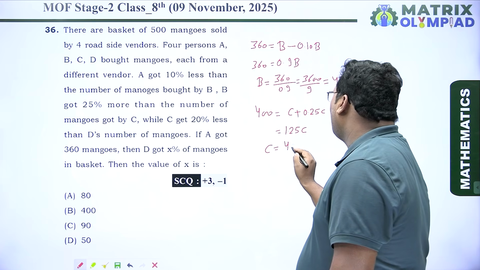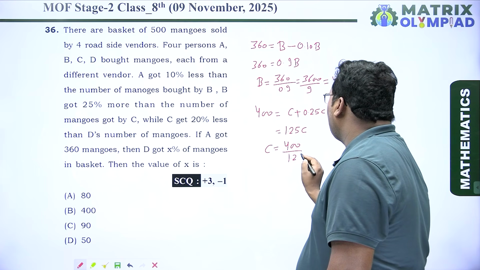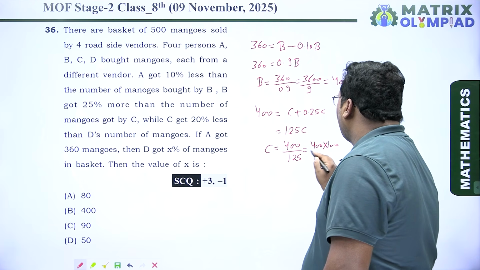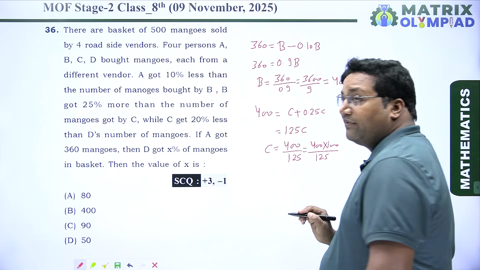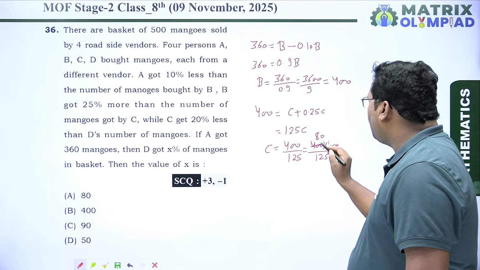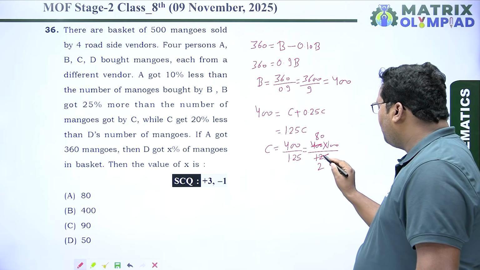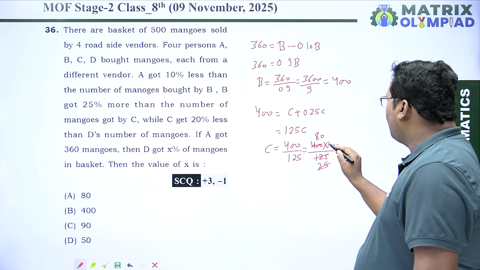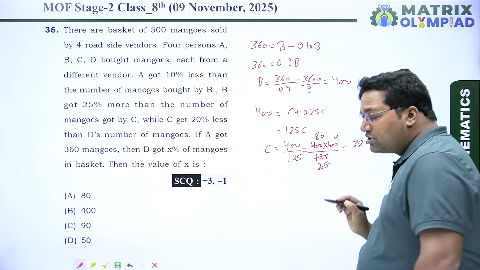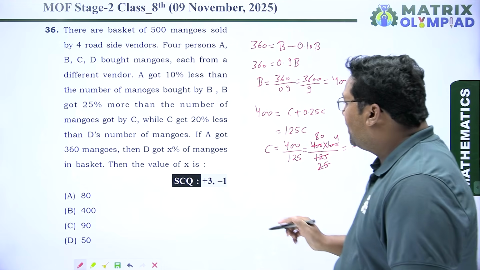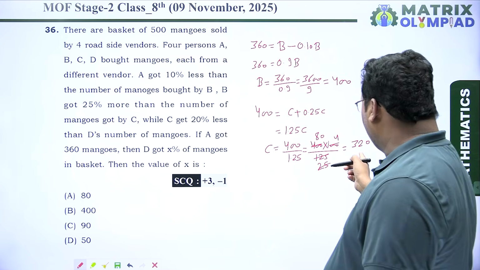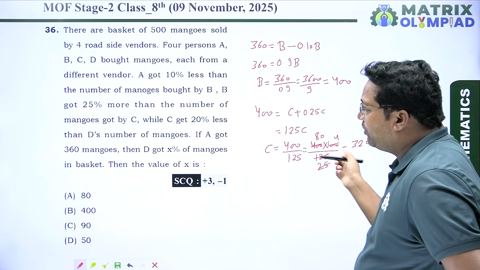So it is 400 upon 1.25, which is equal to 400 into 100 upon 125. So these numbers are divisible by 5. So 5 8s are 40, it is 0. 5 2s are 10, 5 5s are 25, 25 4s are 100. So 80 into 4 is 320. So C got 320 mangoes. So the value of C is 320.